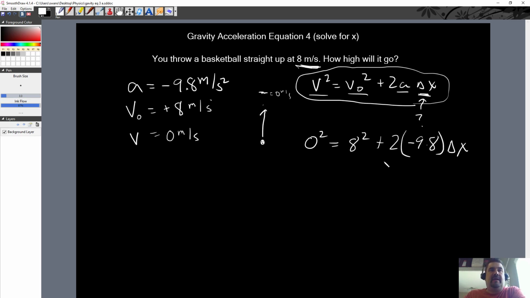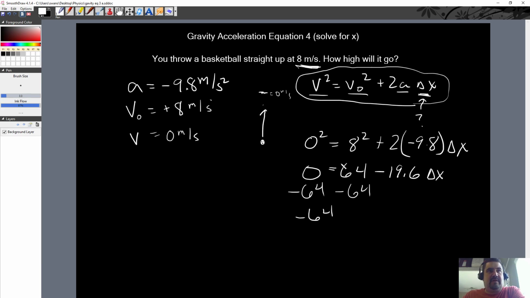We don't know delta x. Okay, this is going to be 64. Take away 19.6 delta x. So we got that x there still, and this is all going to be 0. Let's take this 64 and move it over. We have to subtract it over, and we get negative 64, and this is gone. So we're equal to negative 19.6 delta x. This is multiplied, so we have to divide by negative 19.6.